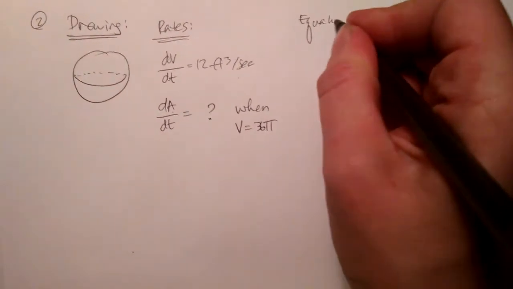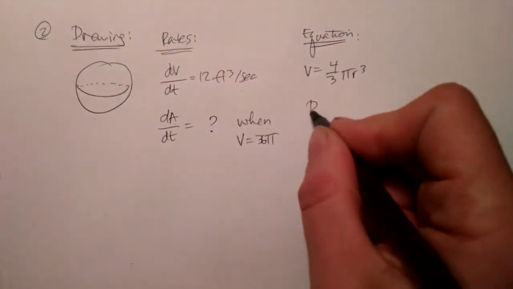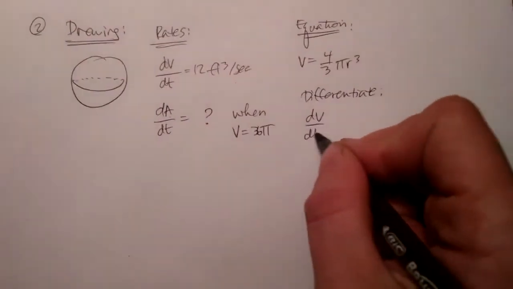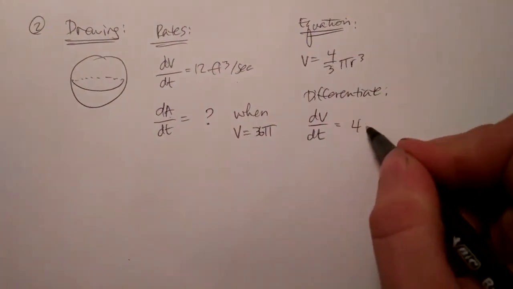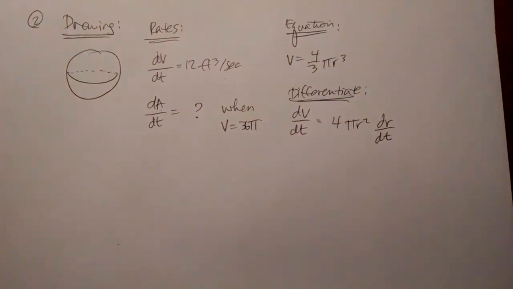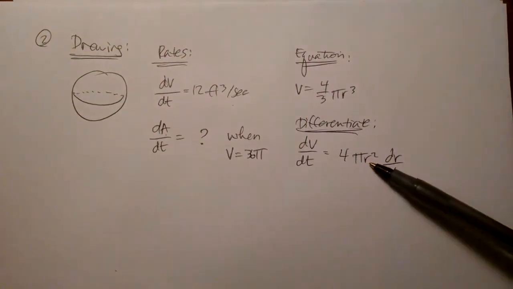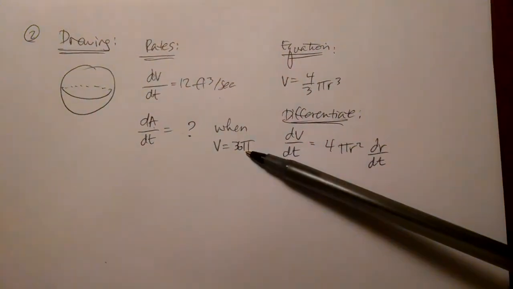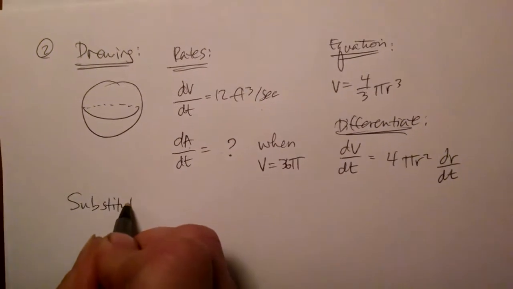Alright, the equation for the volume of a sphere, you will eventually have this memorized. That's 4/3 pi r cubed. We're going to differentiate that using the power rule, so dV over dt equals, when you bring the 3 down, that's going to cancel with the 3 on the bottom, so you really just have 4 pi r squared dr over dt. Now we're going to substitute, but we have to figure out if we're missing any values. We have dV over dt, but we're missing a radius. So we need to find the radius when the volume is 36 pi. We're going to write substitute and solve.